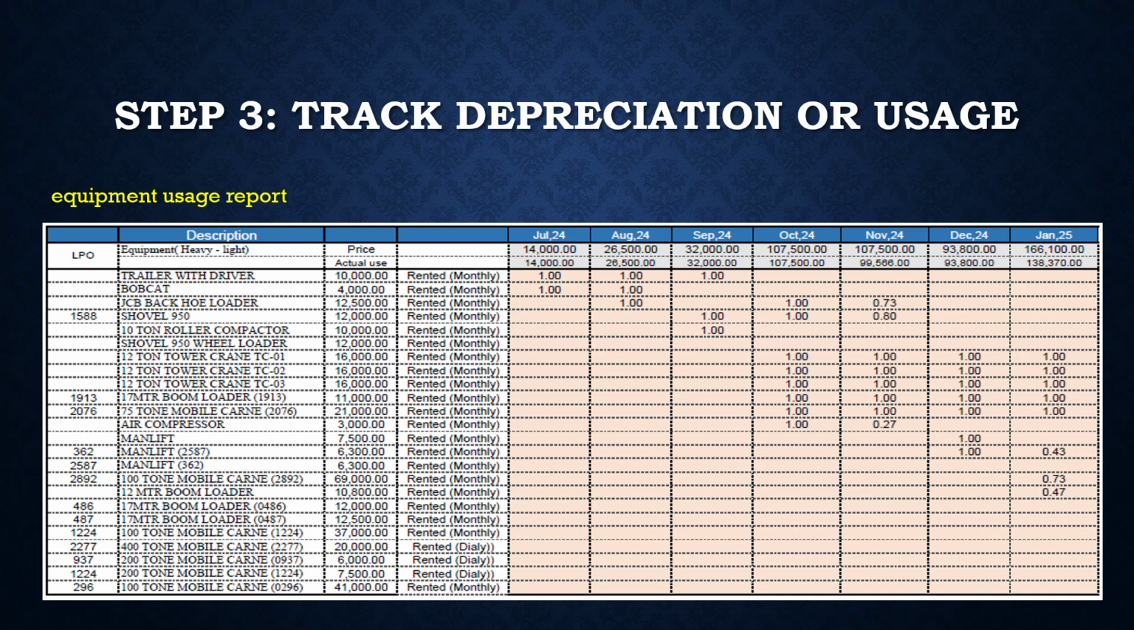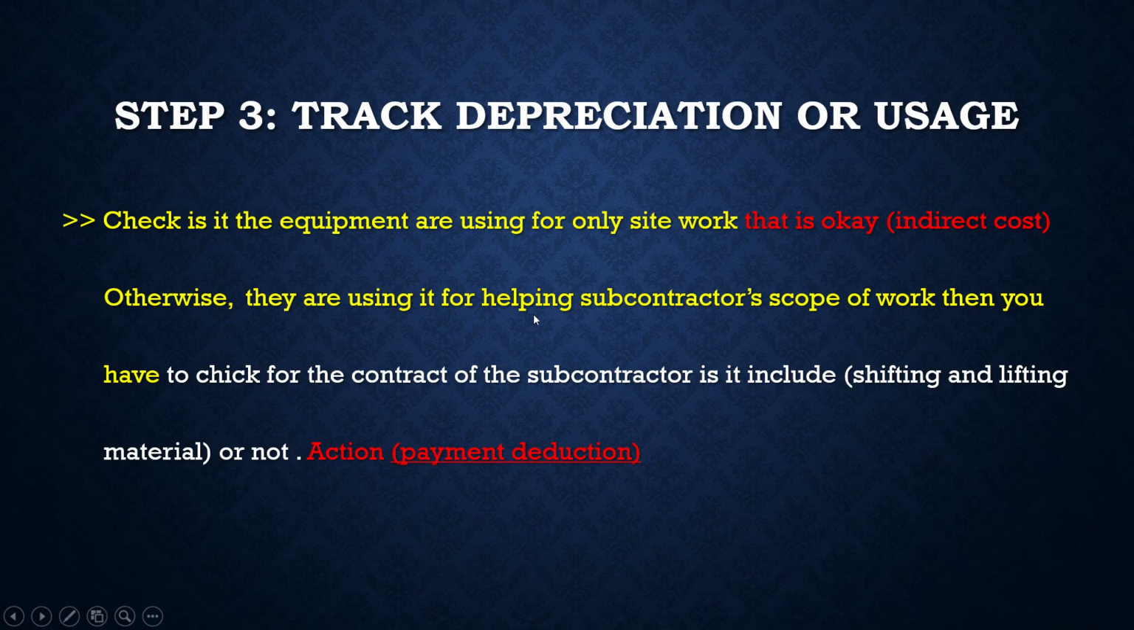In this table, we can see not only the equipment description and price, but also how the cost is distributed across different months. This helps us distinguish between working hours and non-working hours. It's also important to check how the equipment is being used. If it's only for site work, that's fine. But if the equipment is being used to support a subcontractor's scope, you need to verify the subcontractor's contract. Specifically, check whether it includes responsibilities like shifting and lifting materials. If not, adjustments may be needed in cost allocation.